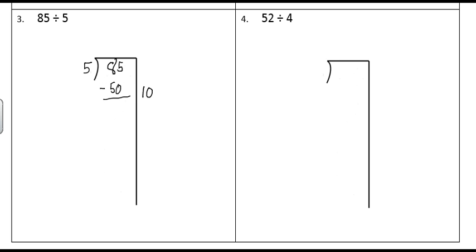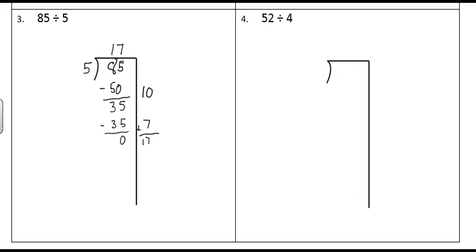Again, lots of students like to start with 10 because they can usually do that multiplication pretty easily. I do my subtraction and I get 35, and I can think of my basic fact, 5 times 7 is 35. So I take 7 groups of 5 out and I have no remainder. Add up the number of groups, which is 17, and 17 is my quotient.